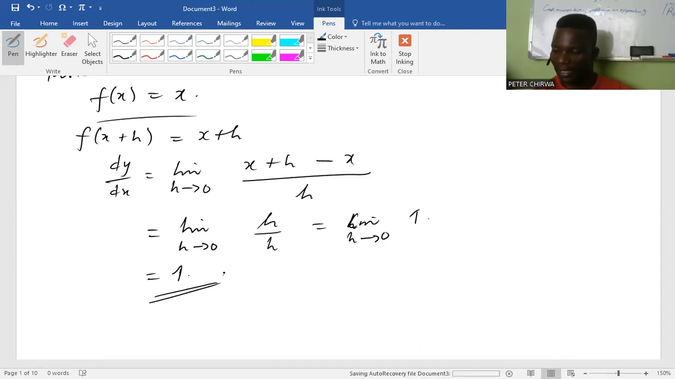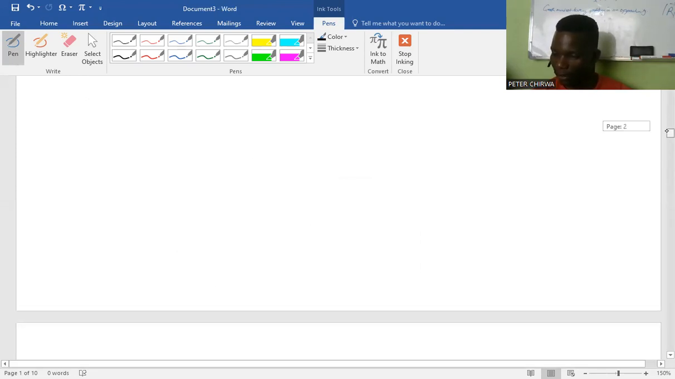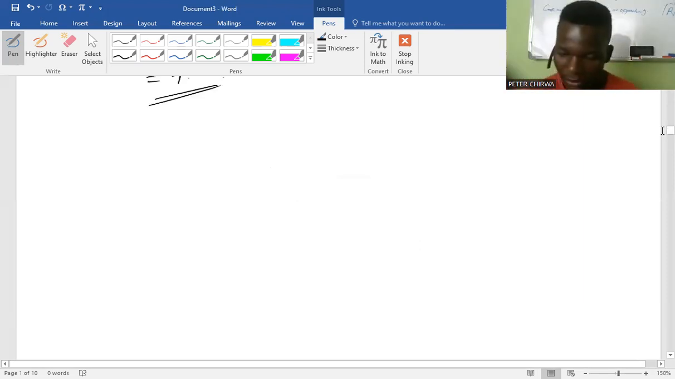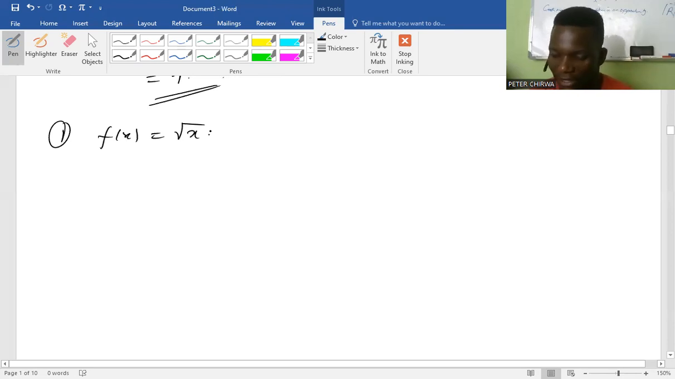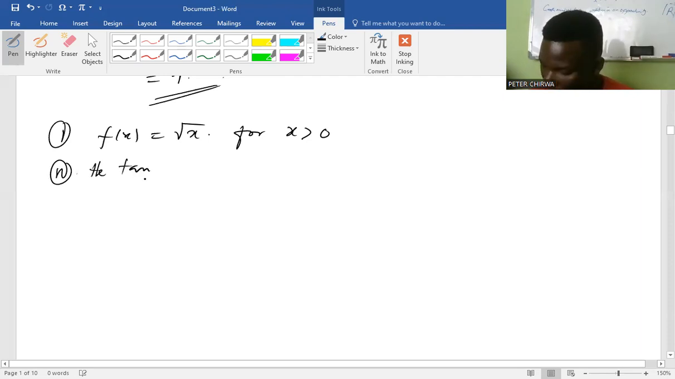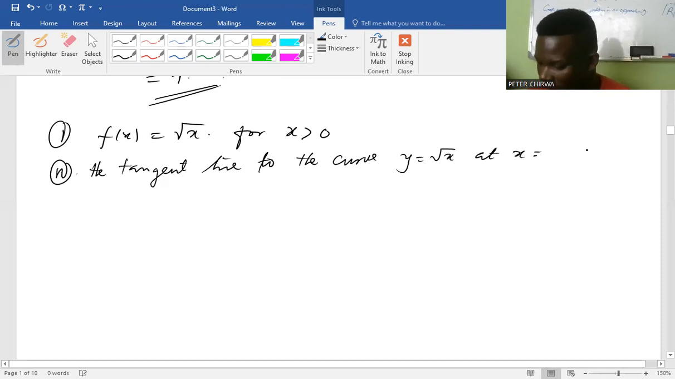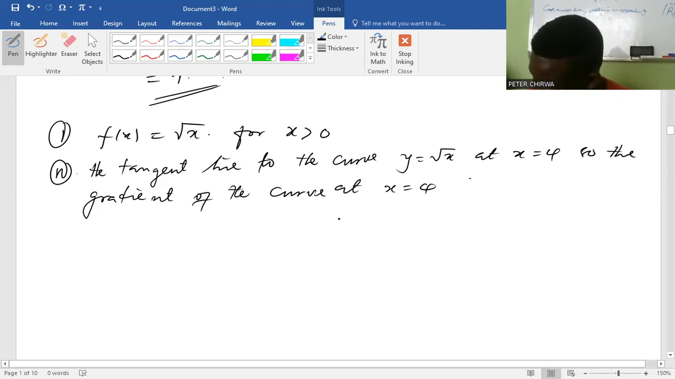Okay, so there's this question that we can solve together. The first one is saying find the derivative, or differentiate using first principle, the square root of x. So we're going to find the derivative of this, for x greater than 0. So we've been given also the range. And the second question under the same: find the gradient at x equal to 4.